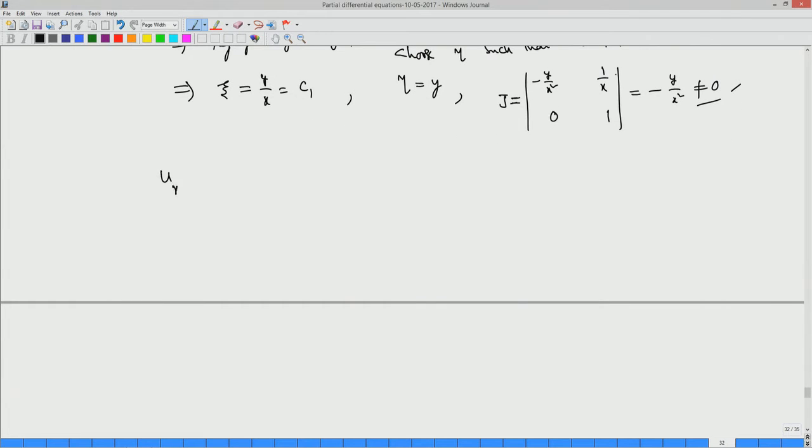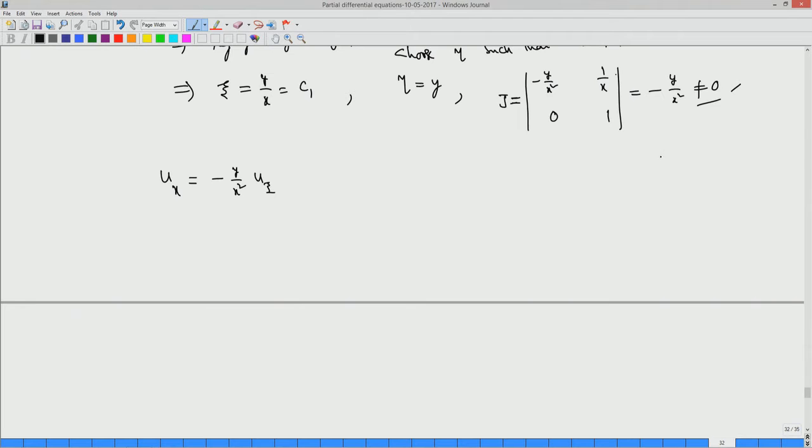Start with ux, that is u xi into xi x. So, ux is xi x, which is minus y by x square, into u xi, plus u eta into eta x. Eta x is 0, so that is 0. So, you simply get this only.